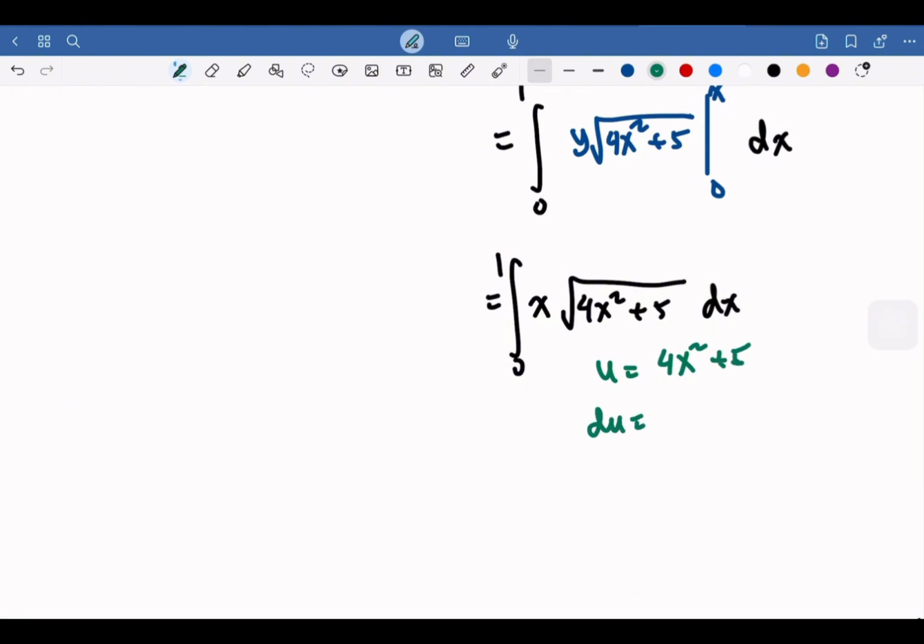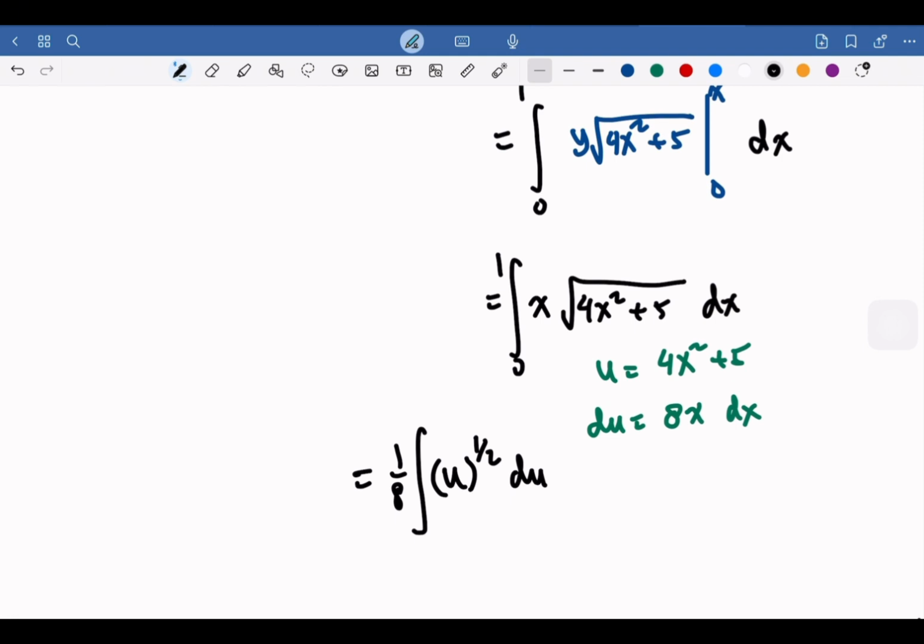So du will be 8x dx. So you will have a 1 over 8, right? You have 1 over 8. So you have 1 over 8 integration, and then you have u to the power of half du. And if you want to change all into u, then the endpoints also need to be changed. But if you are like me, that you prefer just to integrate u and then later convert back to x, I think that will also be very possible.